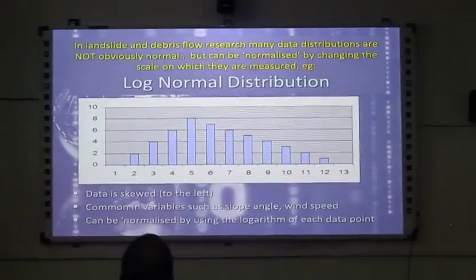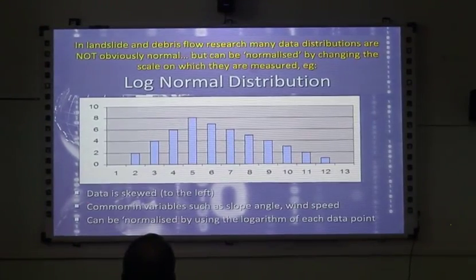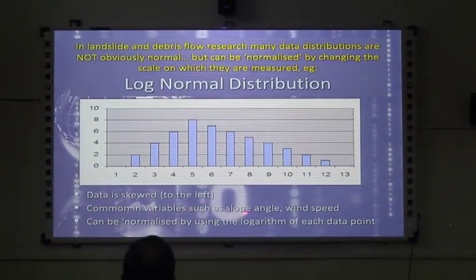That's the log normal distribution, and you can see that it's skewed to the left. And it's very common. A lot of variables, including slope angle and wind speed, tend to have this kind of distribution. That isn't normal in itself, but if you use the logarithm, just change the metric, then you can normalize the data set.